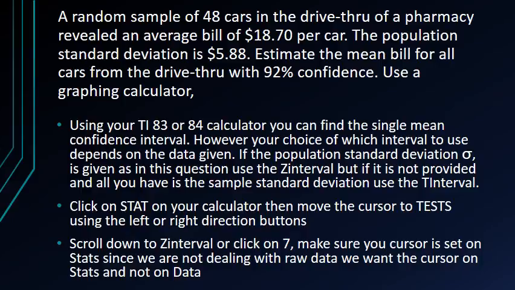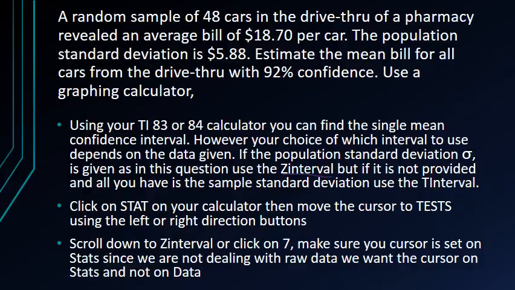Use a graphing calculator. Now, if you're using the TI-83 or 84 calculator, you can find the single mean confidence interval. However, your choice of which interval to use depends on the data given. In this data, we have the population standard deviation as 5.88, so we have to use the z interval, because you only use the z interval when you have the population standard deviation. But if the question gives the sample standard deviation, then we use the t interval on the calculator.